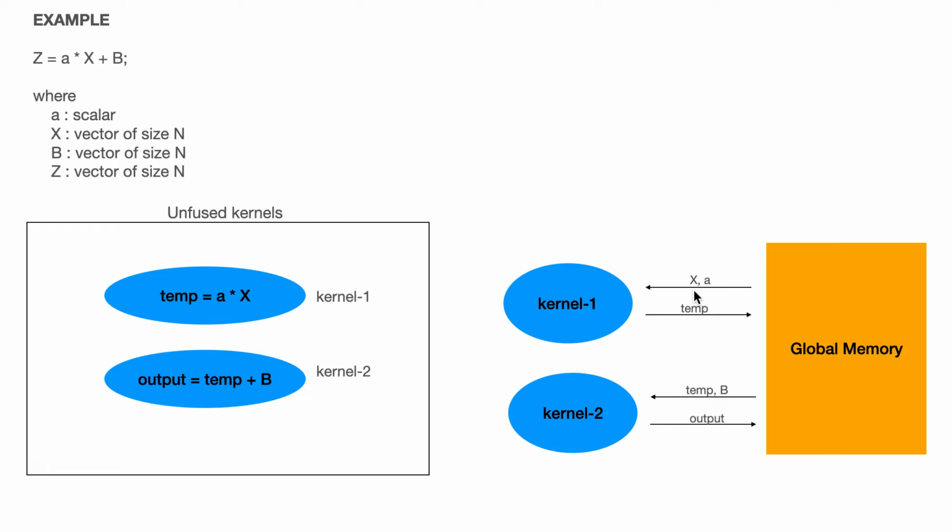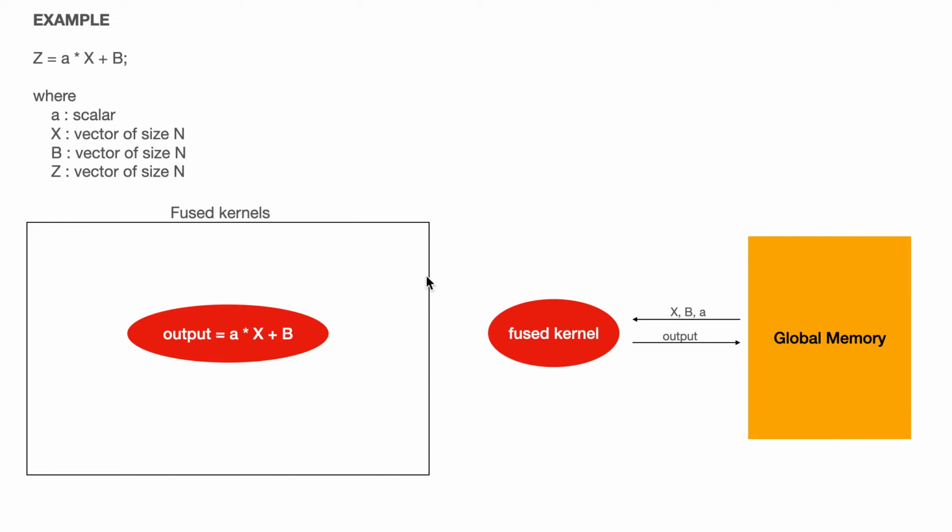Now let's try to understand the memory aspects involved in this unfused kernel case. In this case, we are loading X and A from the global memory. Kernel 1 is doing that, then doing some computation over them and storing the results back to the global memory. And then kernel 2 gets launched. It's going to read temp and B from the global memory and then store the results back into the global memory. While doing it in the fused kernel means that we're going to read X, B, and A directly from the global memory and store the results back into the global memory.